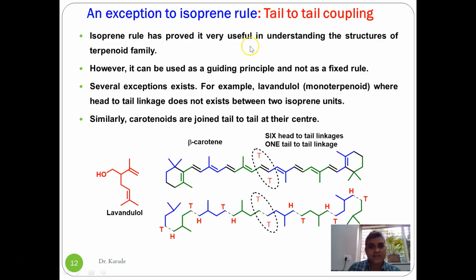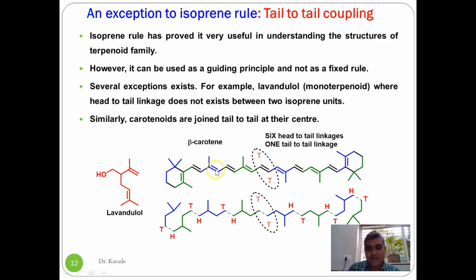Now we say that terpenoids are made up of isoprene units and they are joined through head to tail coupling. This isoprene rule is very useful in understanding the structures of the terpenoid family, but it is not a fixed rule. It can be used only as a guiding principle because certain exceptions occur. However, these exceptions are very few in number. For example, lavandulol is a monoterpenoid, but here we do not find head to tail coupling. Similar exceptions occur in higher terpenoids like triterpenoids as well as tetraterpenoids.